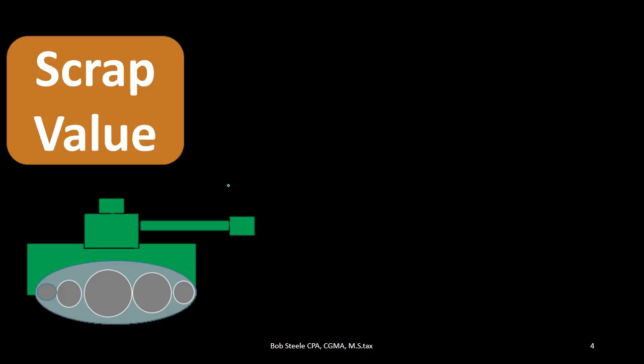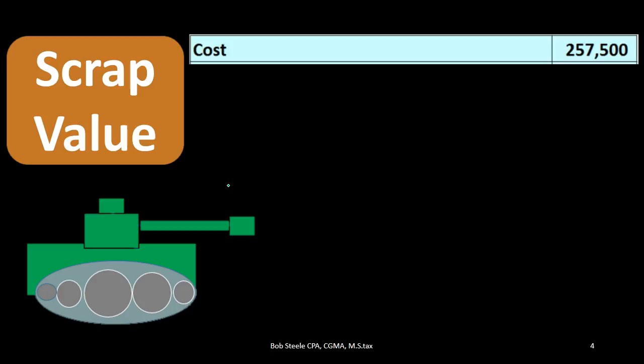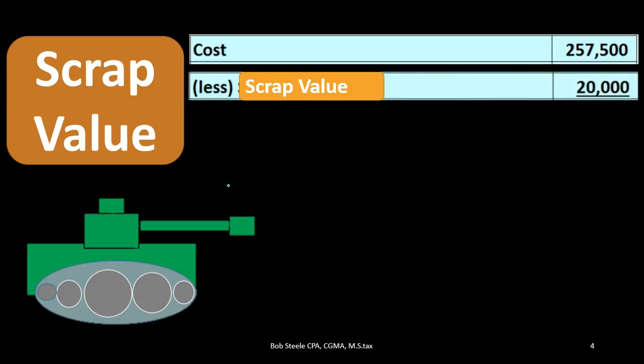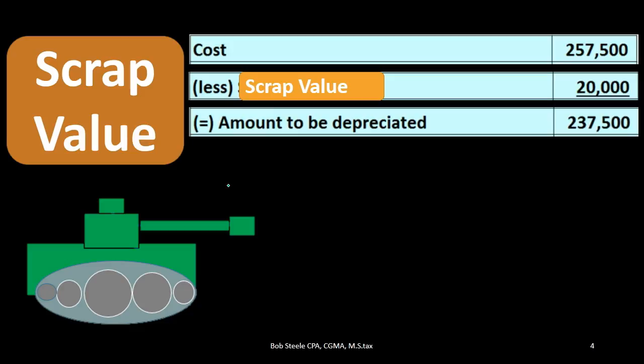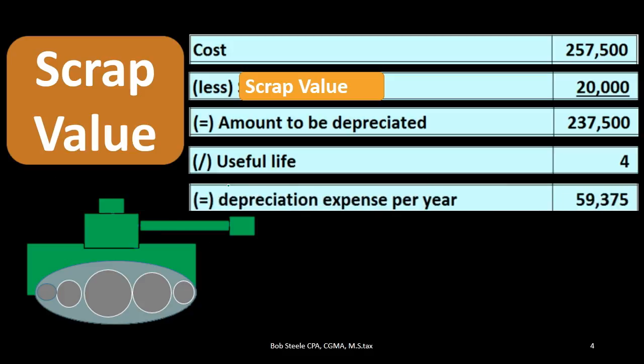For example, if we take the straight line depreciation, it could be calculated something like this. We would take the cost, then we're going to subtract from that the scrap value, the value we believe the equipment will be worth at the end of its useful life. That will give us the amount to be depreciated. Then we're going to divide that by the useful life, and that will give us the amount that we will depreciate each year for the useful life of 4 years. For example, each year we're going to depreciate this $59,375 for the useful life of 4 years.